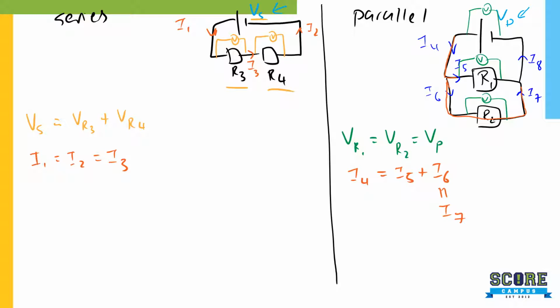I8 is equals to I4, right? Because this one comes back in here, this one comes back in here, and joins back to form the same I8. So that is in a parallel circuit.